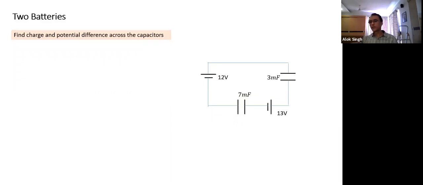So this question is a two battery kind of question. Two batteries and two capacitors are given, a 12 volt battery, a 13 volt battery, and two capacitors are connected. The question is, what is the charge on the capacitor? Find the charge and potential difference across the capacitor. It's only one question. If you find the charge, of course, you can find the potential difference. How do you solve such a question?